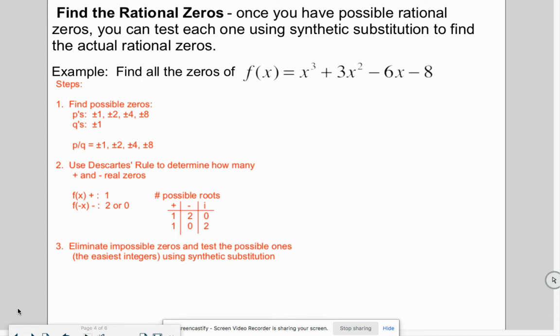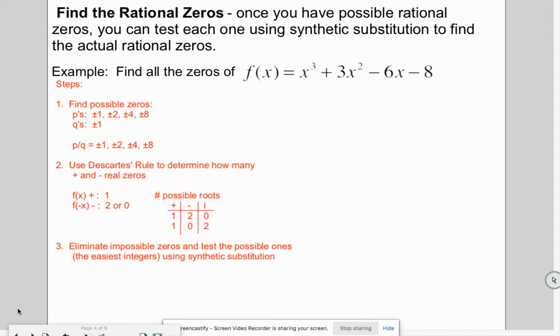Okay, well, so these are the steps. To find the rational zeros, once we have those possible rational zeros, we're going to test them using synthetic substitution to find which ones are actual rational zeros. So we're going to go through this example together. This takes a while, so you just have to be persistent and understand that this is a process. So we have our function f of x equals x to the third plus 3x squared minus 6x minus 8. We want to find the zeros of that function. It's a third degree function, so that means there are 3 zeros.